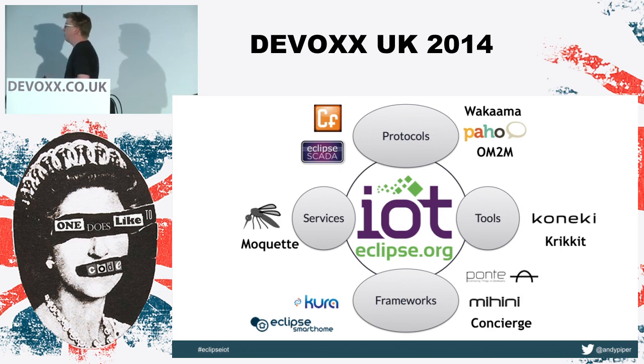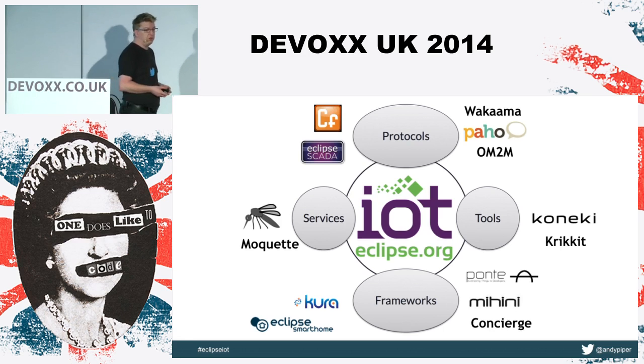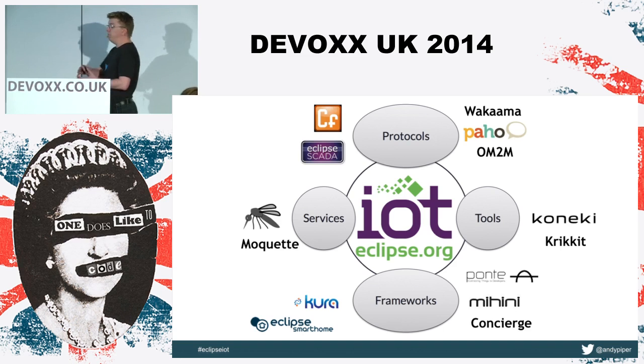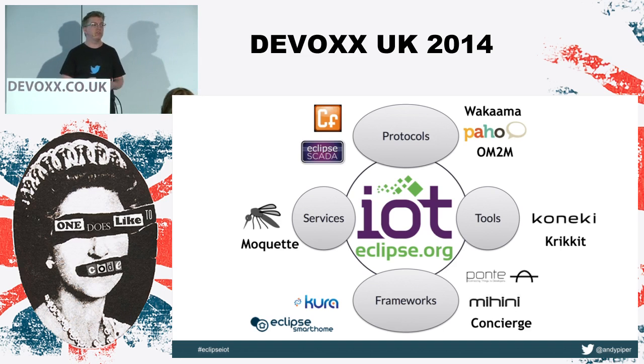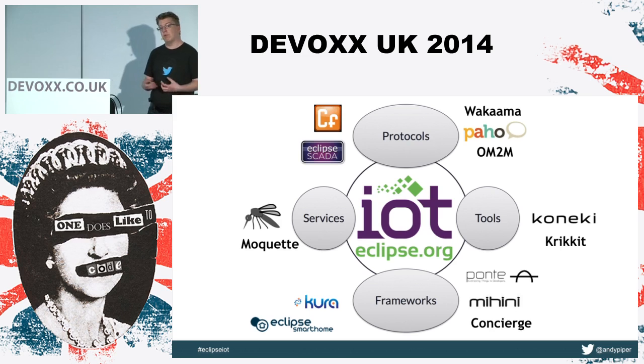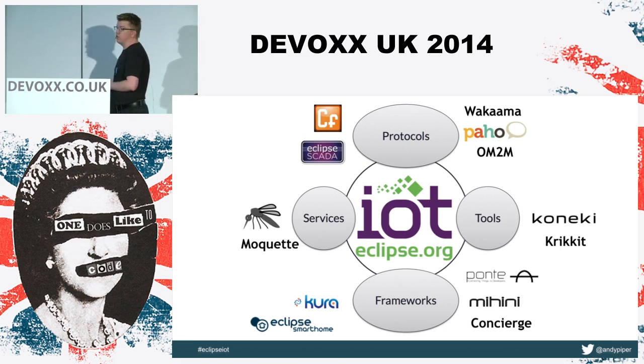And interestingly, from a Java perspective, we've got a couple of Java runtimes, including Concierge, which is aiming to be the smallest OSGi runtime that you can actually run anywhere. It's really tiny. And we've got a full kind of smart home framework. So if you wanted to start, in a similar way to Apple HomeKit, if you wanted to start instrumenting your home and connecting things in, you can do so using Eclipse SmartHome.